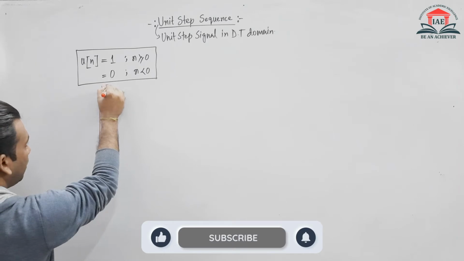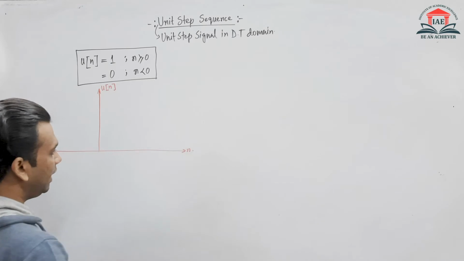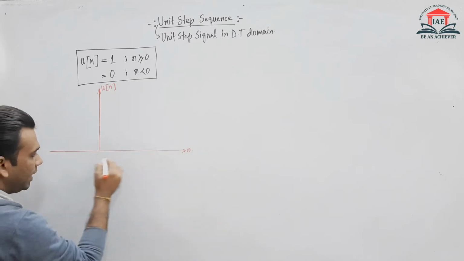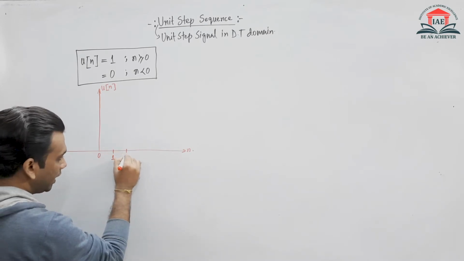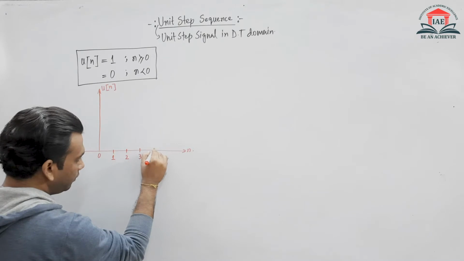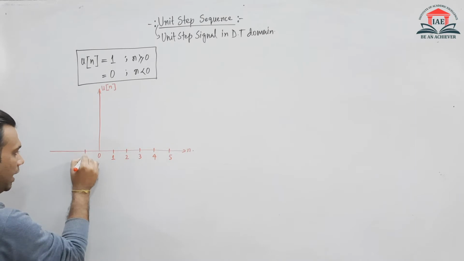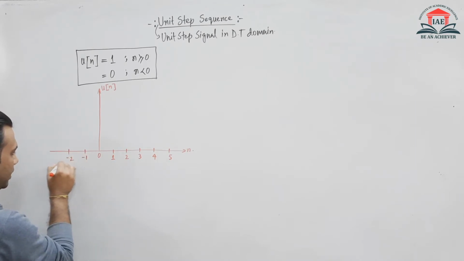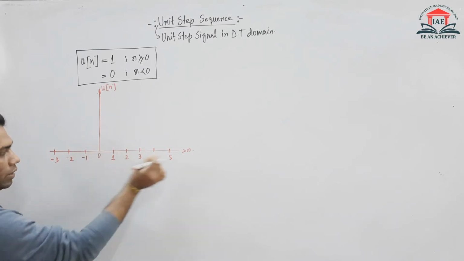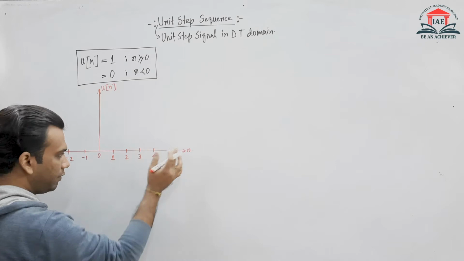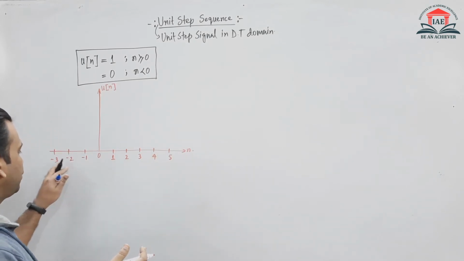So this is u of n, and this is the discrete time axis n. This n is discrete, so it can have value 0, 1, 2, 3, 4, and so on, and let us take 5. Similarly, it will have -1, -2, -3. And between 0 and 1 there is no value of n, and between 1 and 2 there is no value; there are only discrete values 0, 1, 2, 3 and -1, -2, -3.